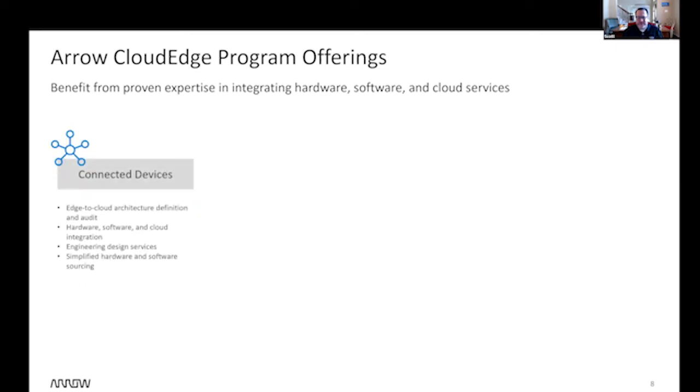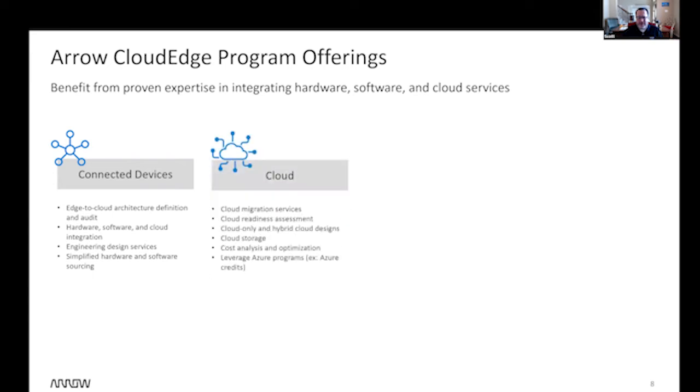For connected devices, we're looking at the edge to cloud architecture, as well as successful integration of key components of hardware, software, and cloud, as well as the types of engineering design services you might need to leverage. At the same time, making sure that we're able to simplify your hardware design and understand the supply chain to be sure it's available for sourcing. In the times we're living in today, making sure you identify hardware at the edge that will be available when you're ready to deploy, and over the life of your product, so you don't have to come back and revisit it over and over again, is very important.